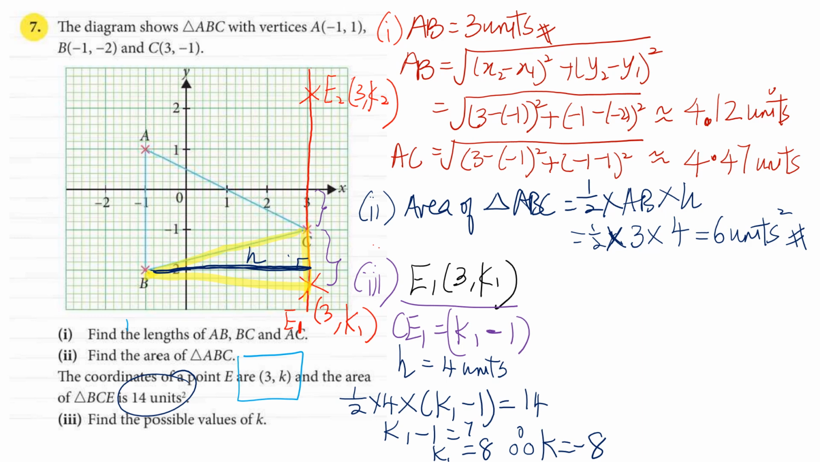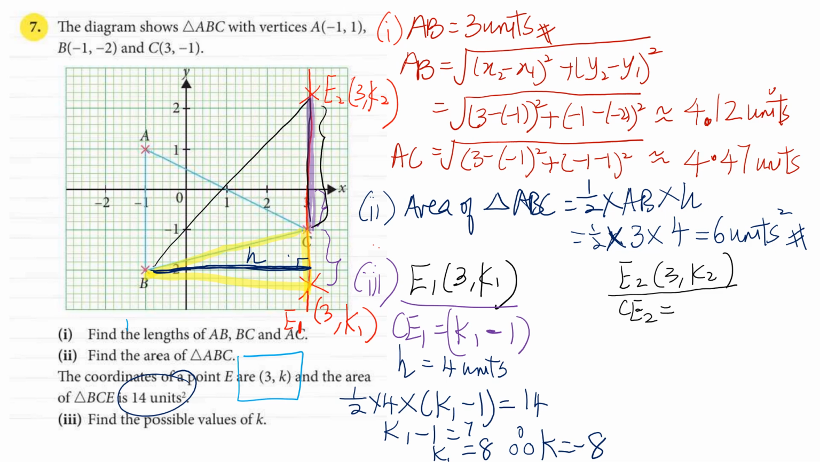Alright, now let's go on to find E2. So to find E2, your base will be CE2. And the base will be, okay, it's too many things. Can I just erase some of it? The base will be from here to here. Alright, which is K2 plus 1.